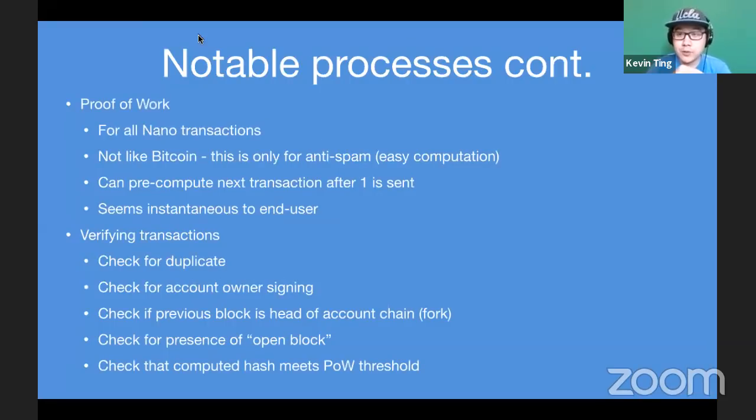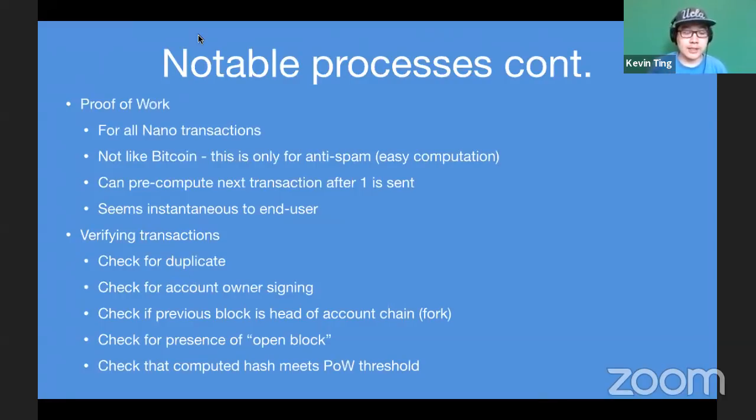There's also proof of work in the Nano process. This is done for all Nano transactions, but it's not what you imagine when you think about Bitcoin proof of work. This is only a very tiny and easy computation for anti-spam purposes, kind of like hashcash. Also, this computation can be pre-computed for the next transaction after one is sent. So in a sense, it's instantaneous to the end user because the pre-computation is so fast that you can't send more transactions than it can keep up with when using your client. So it seems instantaneous to you, even though technically there is a slight wait time.